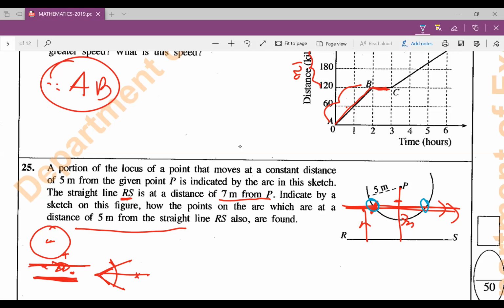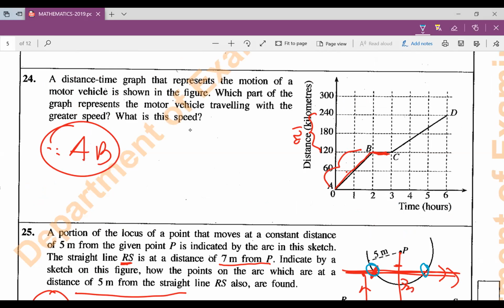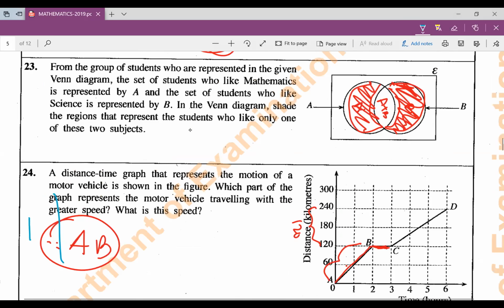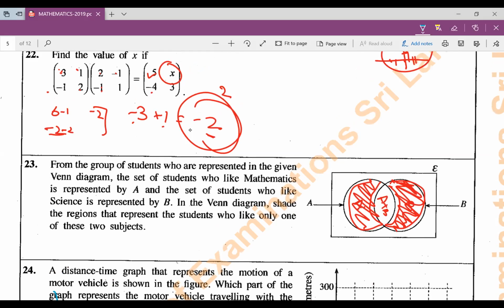Ahmad asked me, how did you get -3? Is Ahmad still there? You can talk. Yeah, Ahmad is there. Okay. So Ahmad asks, how did I get that -3?